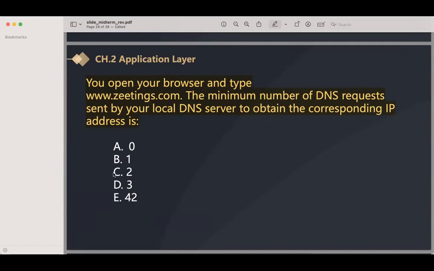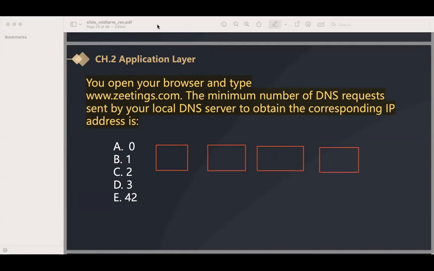Is it A, B, C, D? Which one? And for this one, we can also try to draw something to see how it goes. How does this work?